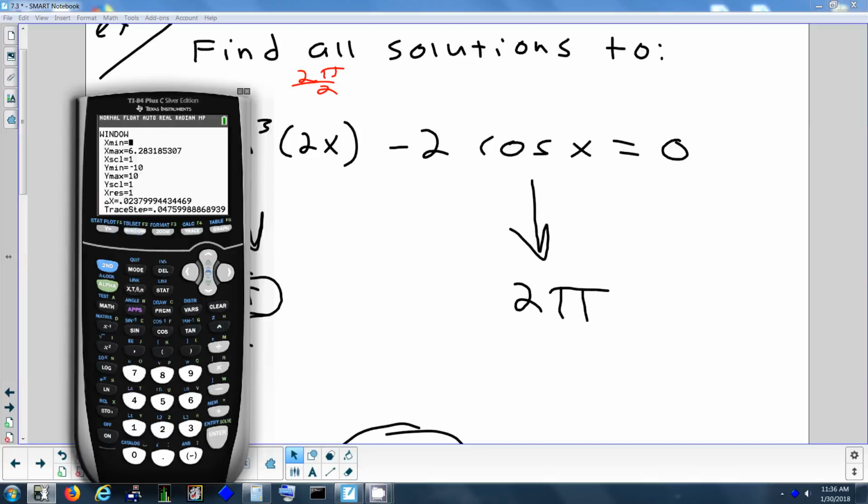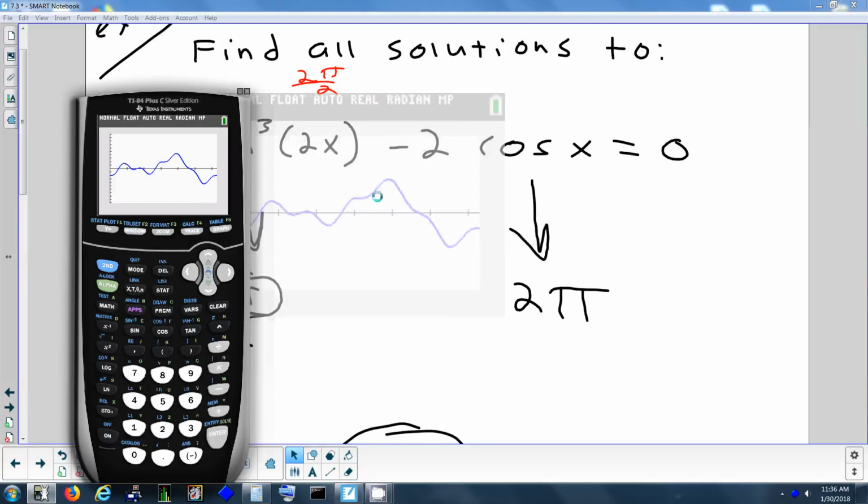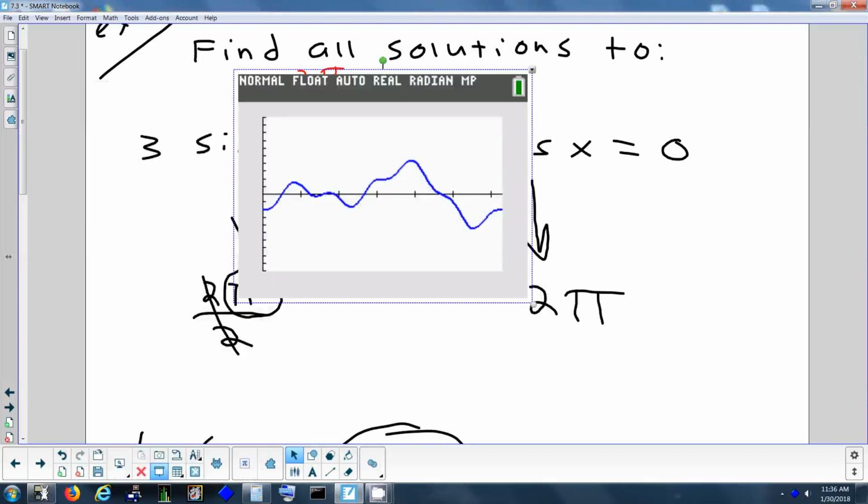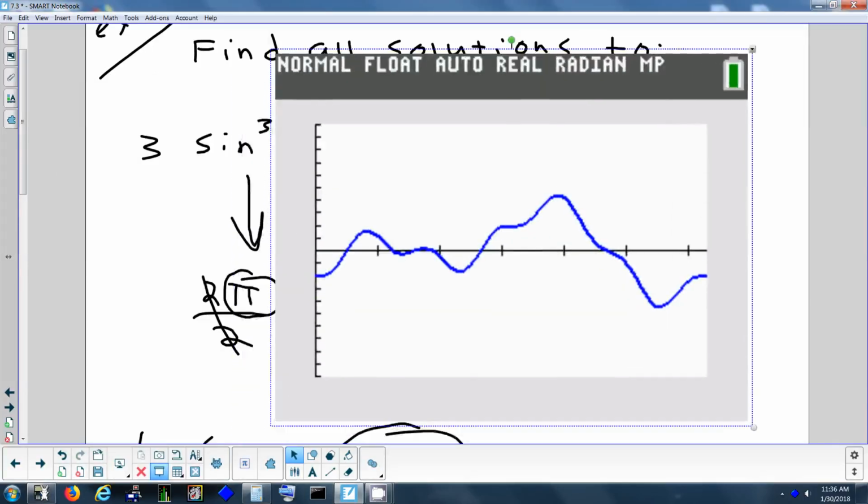Okay. Always check your window, but it's the same period as the last 2 problems. Don't think every problem is going to be 2 pi. You might get a problem that's pi. Okay. It might be different. And we're looking for how many times it crosses the x-axis. Okay, so if we make that a little bigger, how many times does it look like it crosses? 6. Yeah, there are 6.